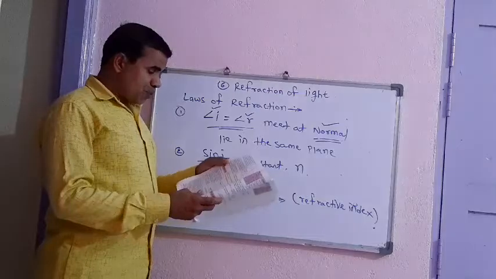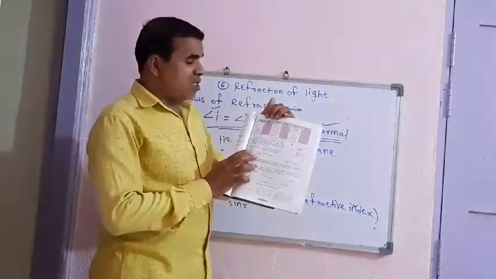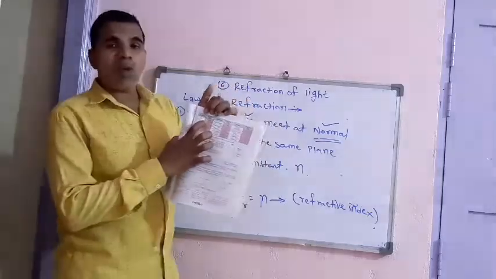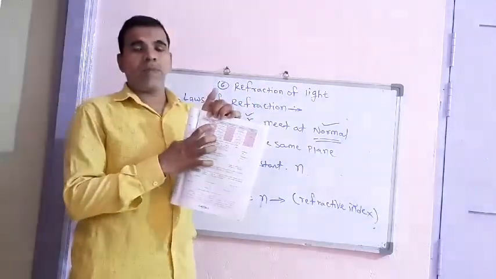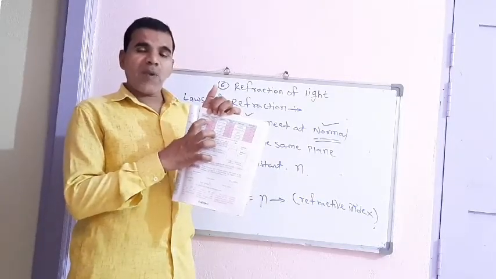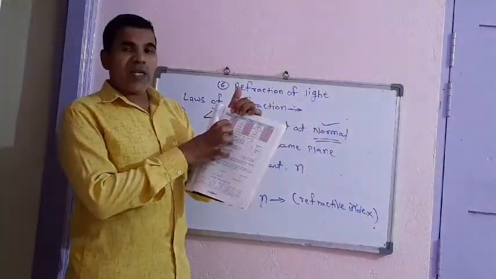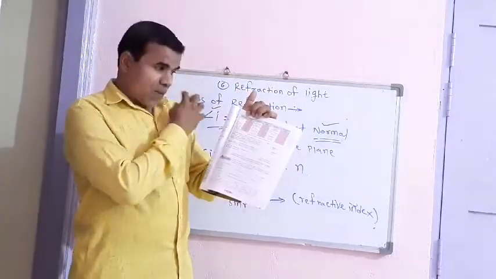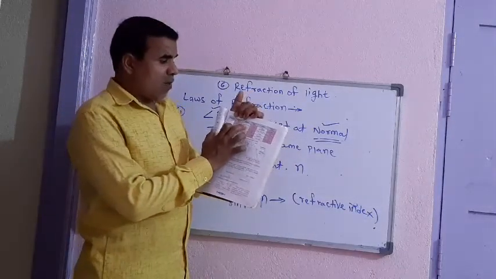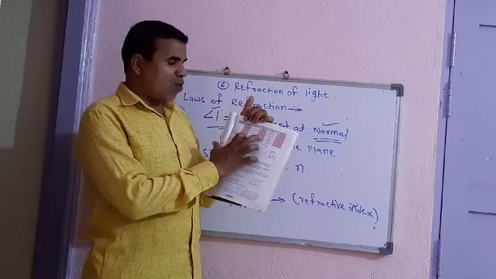Look at the table given on page number 75. Different substances have different refractive indices. The refractive index of air is 1.0003. Ice 1.31, water 1.33, alcohol 1.36, kerosene 1.39, then fused quartz 1.46, turpentine oil 1.47, benzene 1.50.